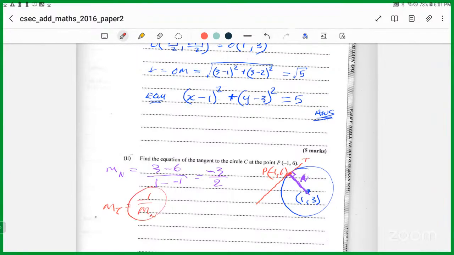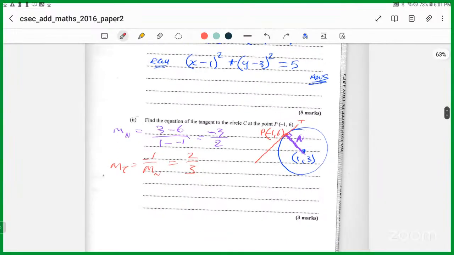And this calculation can be done by flipping the gradient of a normal and changing the sign. So if we flip this and change the sign, it becomes 2/3. So that is the gradient of a tangent. So I'm going to use this gradient and this point now to get the equation. Alright? So nice and easy. So you don't worry about that space, guys.